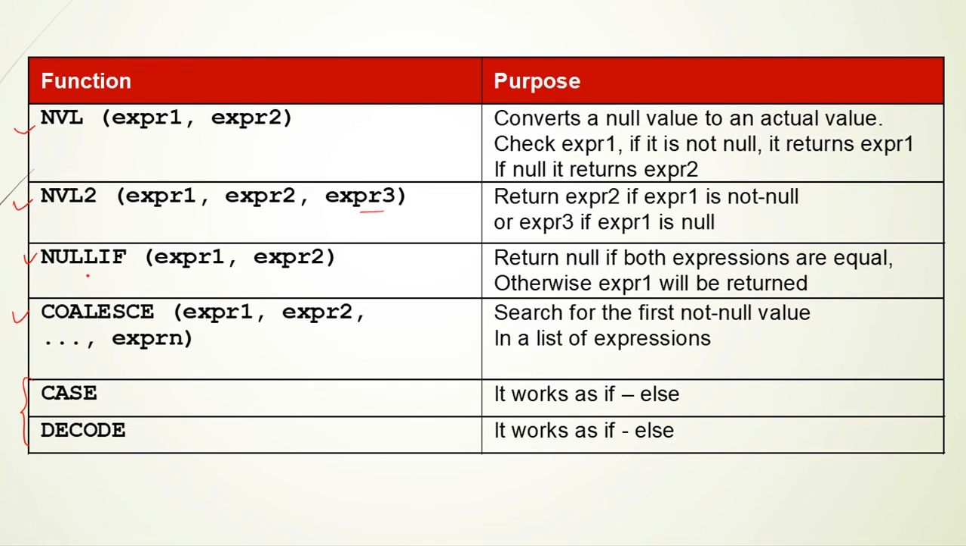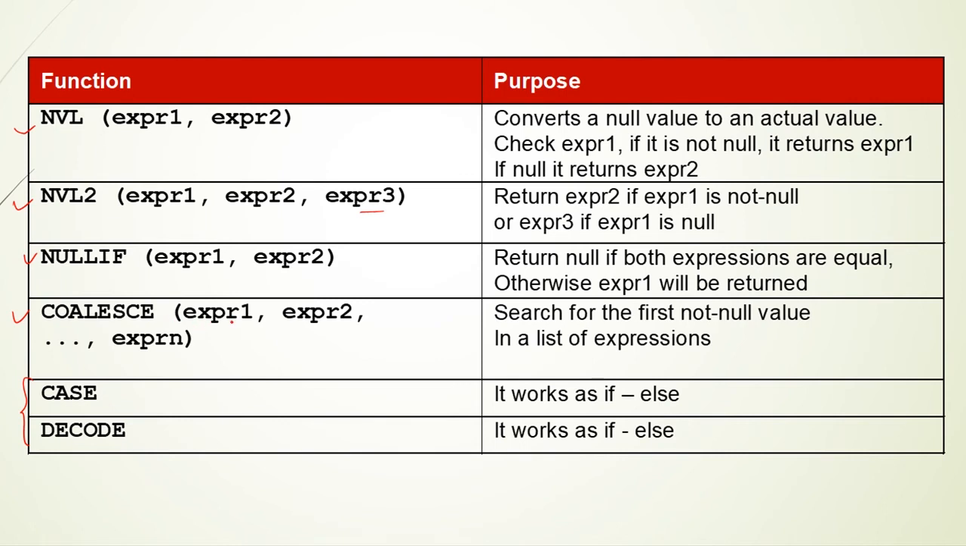The third function, NULLIF. NULLIF returns null if both expressions are equal and returns expression 1 if both expressions are not equal. COALESCE returns the first not null value.